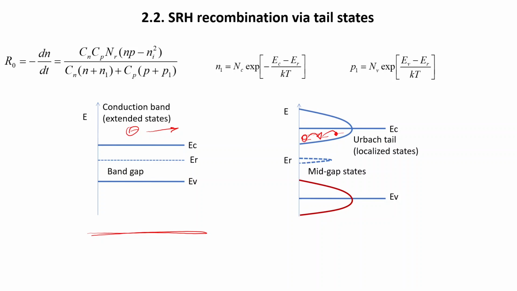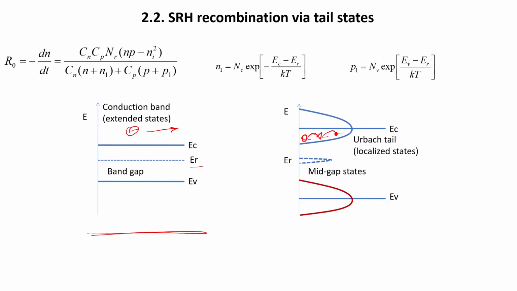In order for this hopping mechanism to happen, we need thermal activation. If these energy levels are located close to each other, we don't need much thermal activation to realize this hopping mechanism. So this is the way charge transport happens in disordered semiconductors. But here we want to focus specifically on recombination.